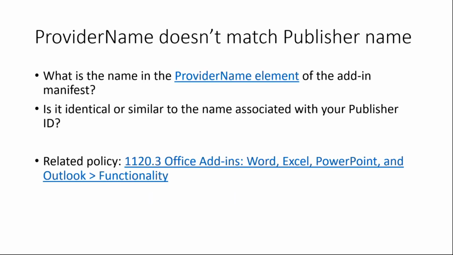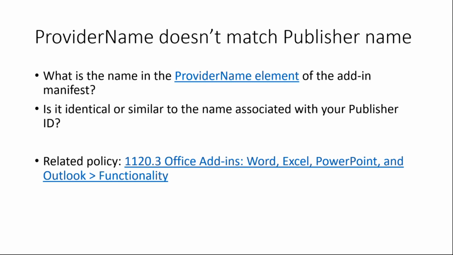Okay. The fourth one is the provider name doesn't match the publisher name. This one is really important because there's a provider name element that I'm thinking a lot of you are familiar with. In the manifest itself, it's pretty near the top, if I remember correctly. That basically says company X or ISV Y is the one who created this add-in. So when you go into AppSource and upload your manifest, they check to make sure that the publisher account you're using to submit your add-in matches that information.